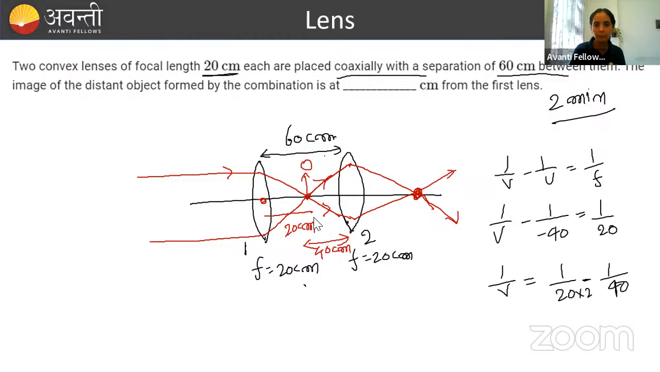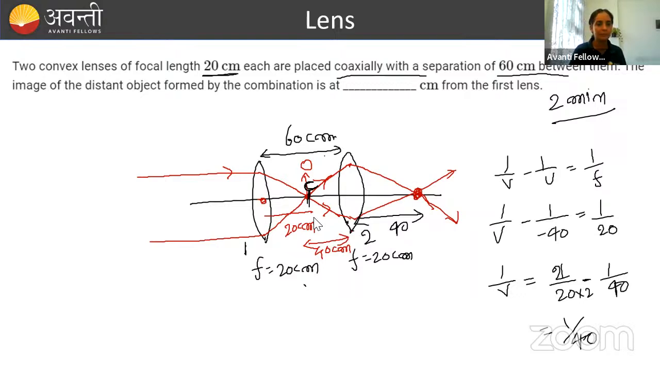And this is becoming 1 by 40. So v will be 40. Again, we didn't require to calculate it also, like object distance for second lens is 40 centimeter. And that must be center of curvature of second lens. I know, because the focal length is 20, then radius of curvature is 40. It means object for second lens is at center of curvature. So also image will get formed at another center of curvature.